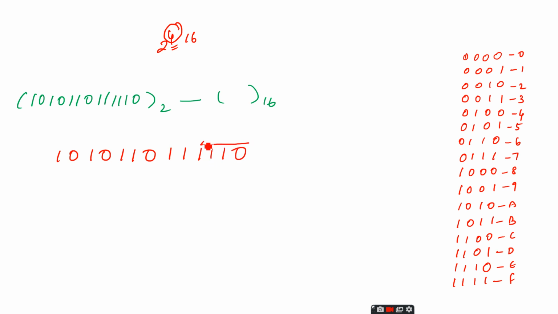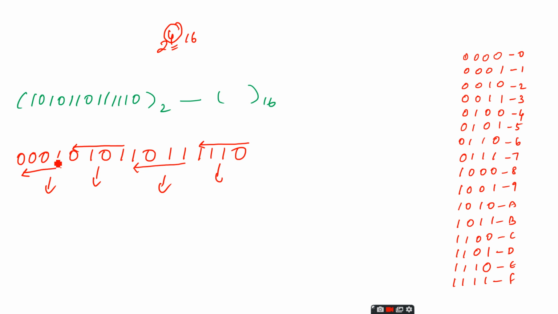This is the first group of 4 bits. Next, this is the second group of 4 bits, and this is the third group of 4 bits. Now this is only 1 bit, so we have to add 3 zeros in front of it to make it 4 bits.